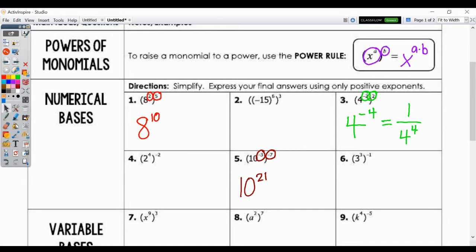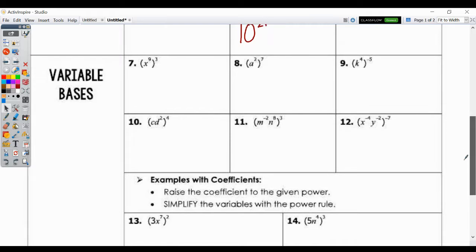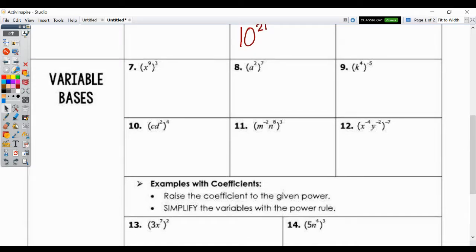Okay? So let's look at a couple of examples where the bases are variables. So look at number 7. My base is going to be x because that's what it already is. And then I'll look at this exponent, which is 9, this exponent, which is 3, and that'll be x to the 27th power. And that's it. So let's look at number 8. Its base is going to be a. I have an exponent of 2 and an exponent of 7. I multiply 2 times 7 and I get 14. So my final answer will be a to the 14th power.